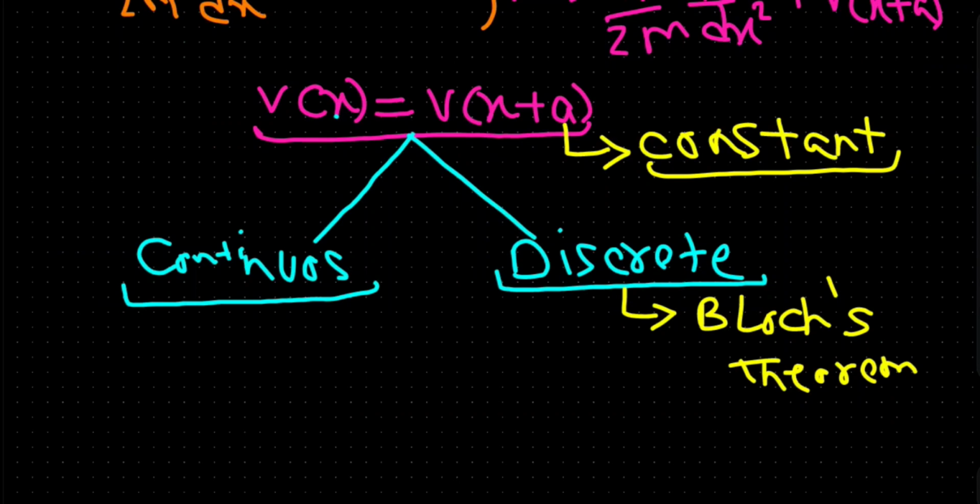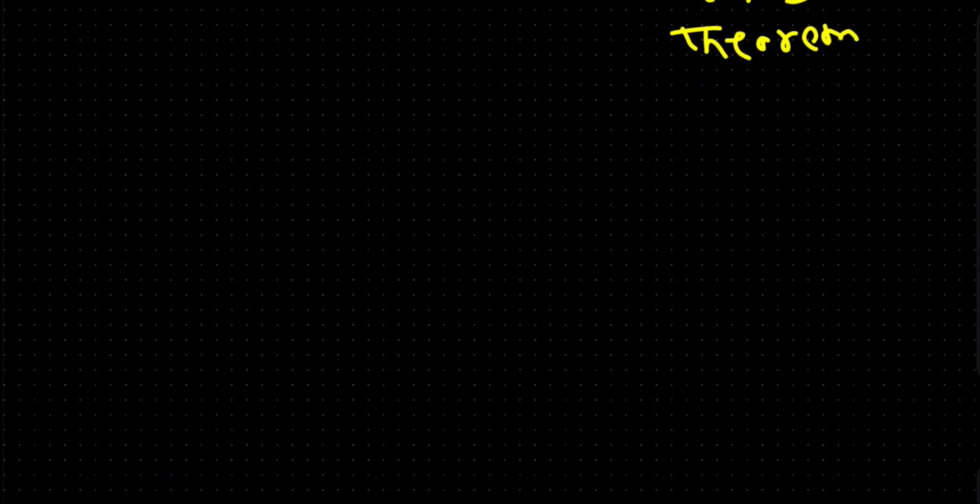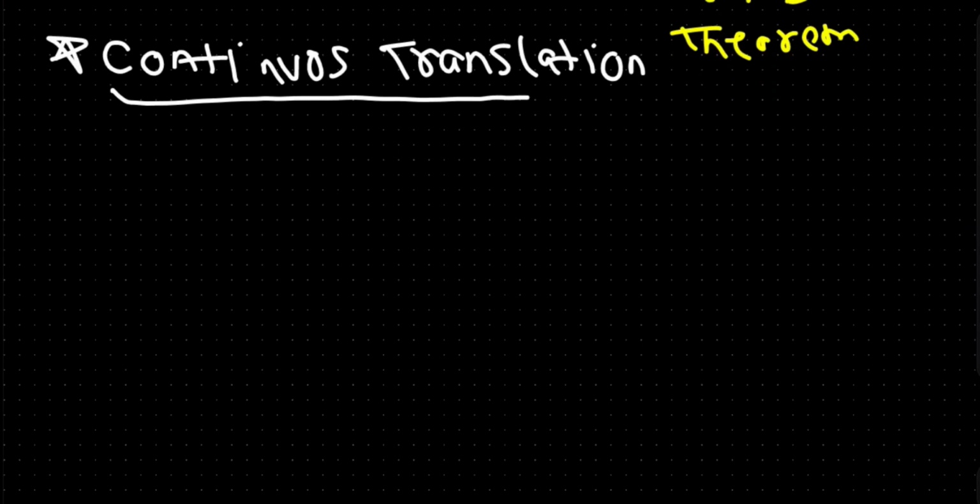And this is your discrete translation symmetry, which is related to Bloch's theorem, which we'll discuss in the next video. So our topic is the continuous translation symmetry. We are going to see how this leads to momentum conservation. We are going to use the result of our previous video, where we discussed the generalized Ehrenfest theorem, and you will get to see how.